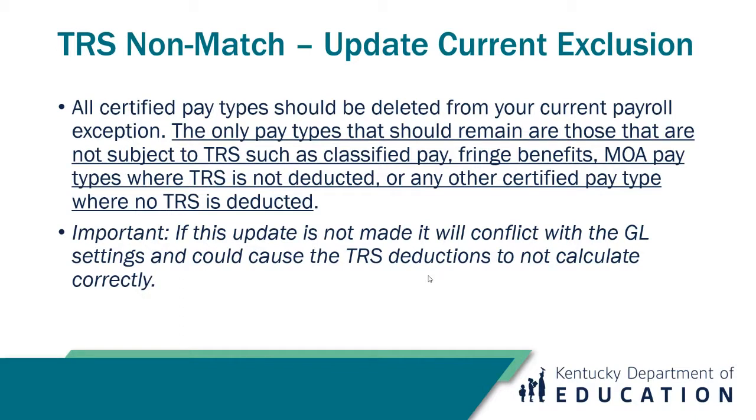So the TRS NonMatch deduction code, we need to update the current exclusion. So all certified pay types should be deleted from your current payroll exception. We will be using GL codes. We need to remove all those certified pay types. The only pay types that will remain are those not subject to TRS, such as classified pay, fringe benefits, the MOA, just anything that does not receive a TRS deduction. And it's important this update is made or it conflicts with the GL settings that we will be making, that GL code set. So remove all those certified pay types subject to TRS from the current non-match deduction.